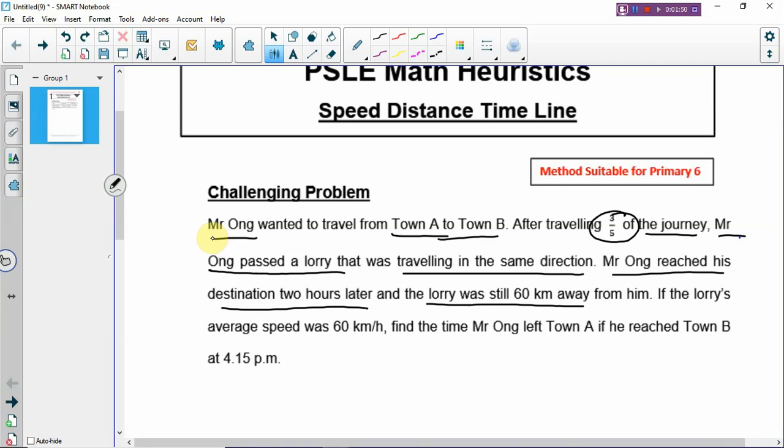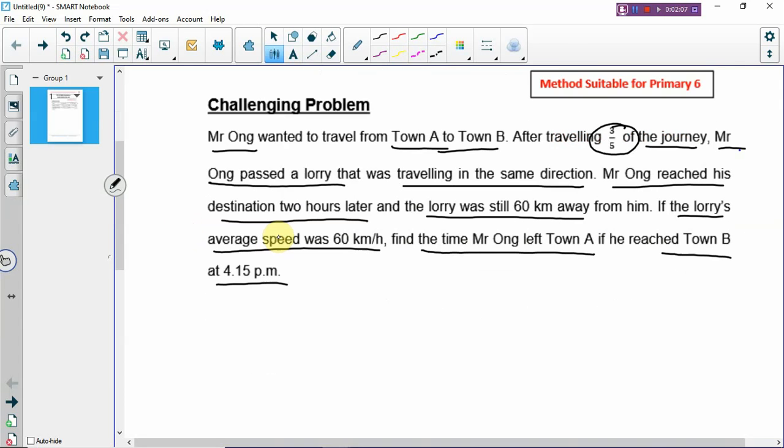All right, so the lorry average speed was 60 km per hour. Find the time Mr. Ong left town A if he reached town B at 4:15 p.m. So you can see that the entire problem is quite hard, right? If you try to solve it without any method, or you try to use your own capability to solve it, you find that you take a long time, or sometimes you might not even solve the problem.